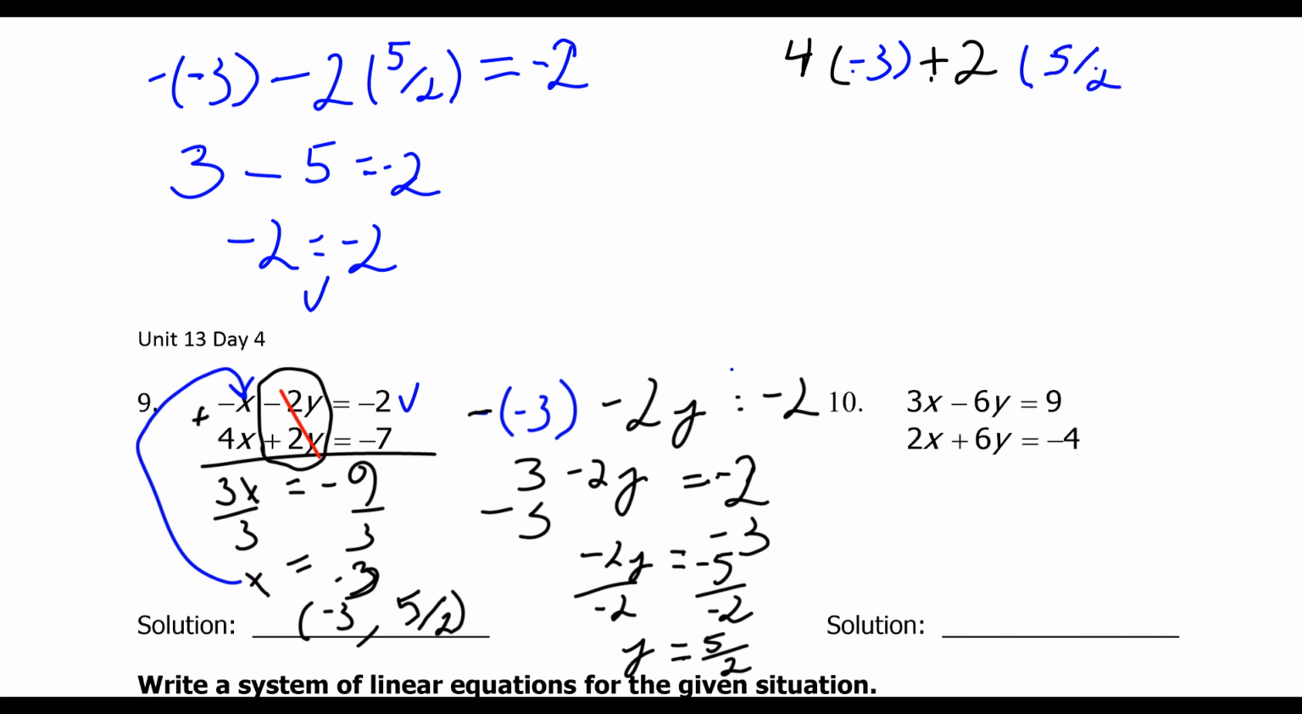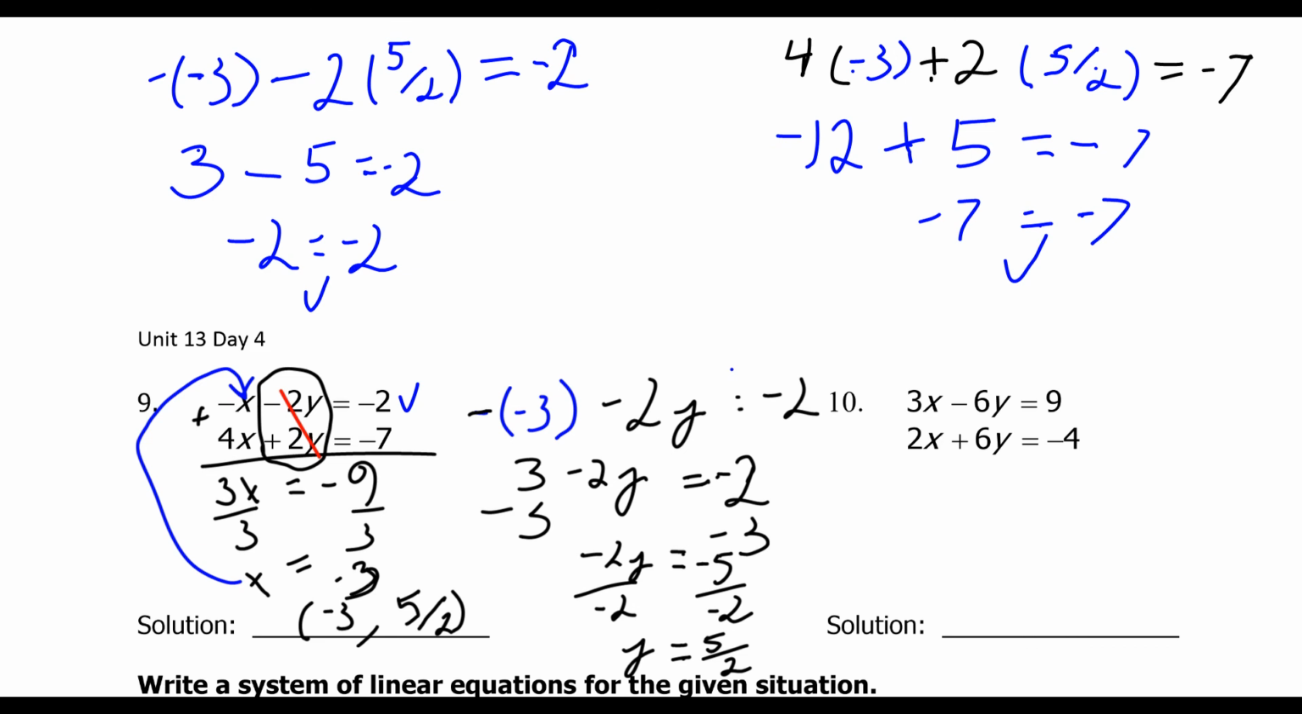Now 4 times negative 3, as we know, is negative 12. And you can use your calculator if you need to, but 2 times 5 halves, as we've already established, is 5. And negative 12 plus 5 is negative 7. We already know that, and therefore, this is a correct answer. Anytime that you wind up with something that looks a little fishy, don't be afraid to go back and check it. Get the problems right. It's not that bad. We have a way to check them, so do it. Now, next problem, number 10.